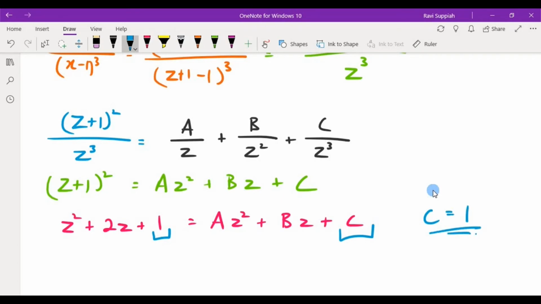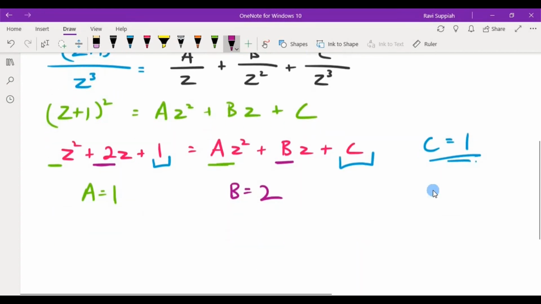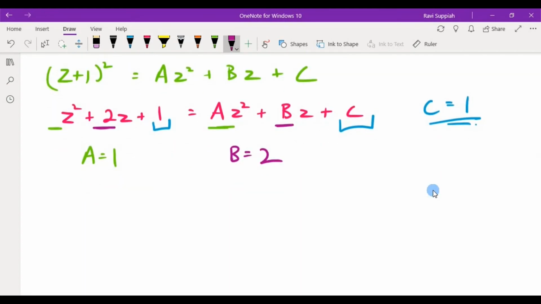Again, comparing coefficients, for z squared, the coefficient on the right hand side is a, and on the left hand side it is a 1. Though it's not written, it is a 1 here. So that implies that a is equal to 1. And for the b, we can see that the coefficient on the left hand side is positive 2, and on the right hand side is b, so b is equal to 2. So by comparing coefficients, we can get all the terms over here.